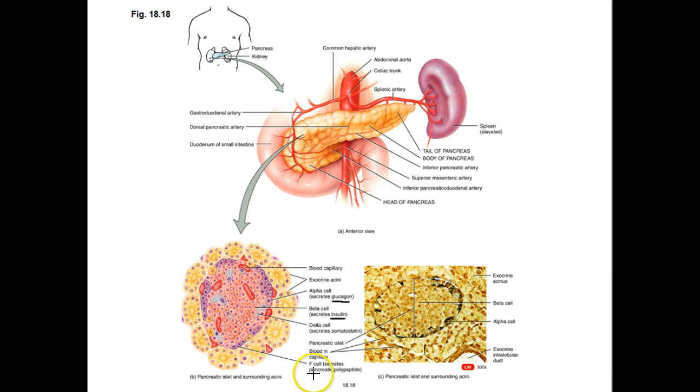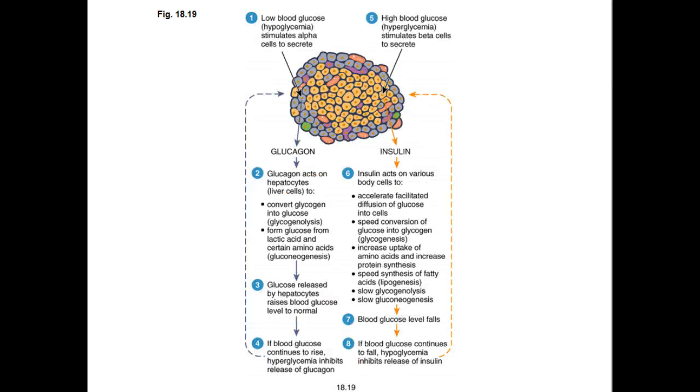Delta cells secrete somatostatin. If you remember what else that is, that's growth hormone inhibiting hormone. And another function of somatostatin is to stop the production of these two, glucagon and insulin. Finally, you have these F cells that secrete pancreatic polypeptide. Pancreatic polypeptide is going to cause the release of the digestive hormones, which we're going to talk about in another chapter.